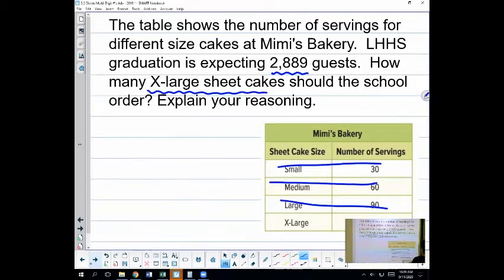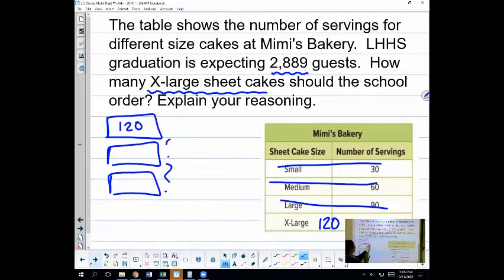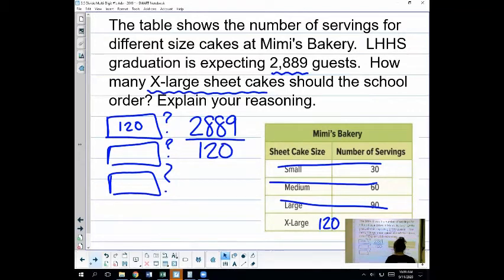The extra large cake can serve 120 people. I have this many guests. How many should we get? So we're going to take all the people and cut it into the number of servings one extra large sheet cake gets. One cake can serve 120 people. So I need to know how many cakes to order so that I have enough. I don't want to not have enough. So we're going to take the total amount of people and divide it by what the cake can serve.